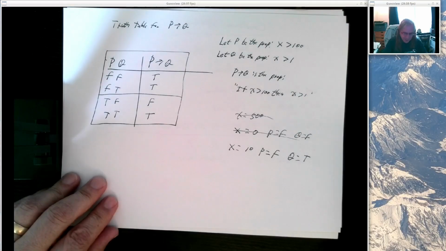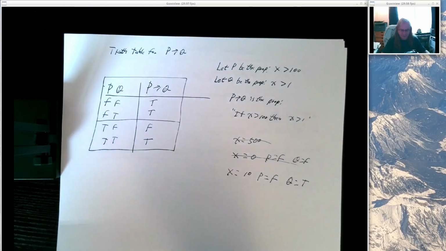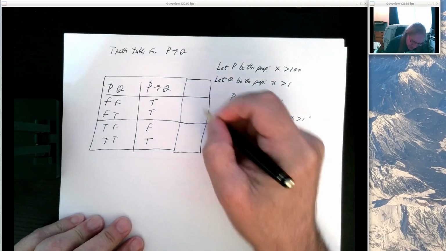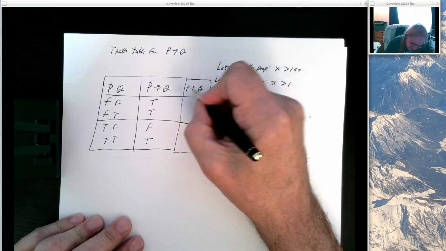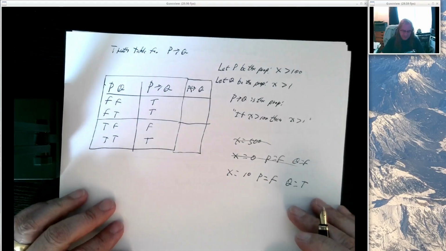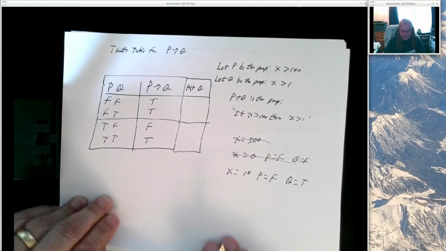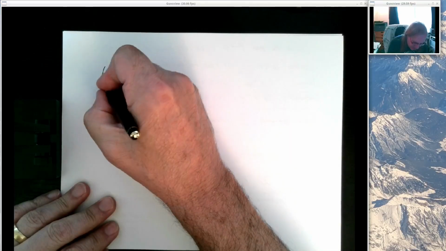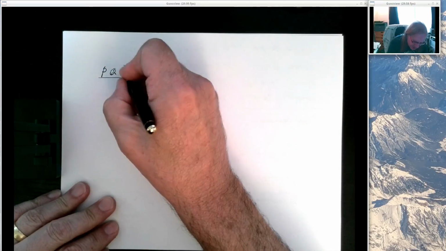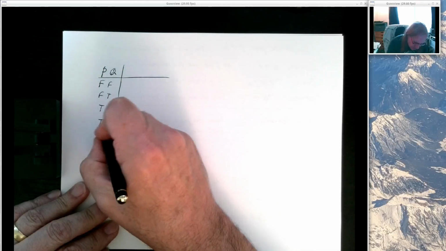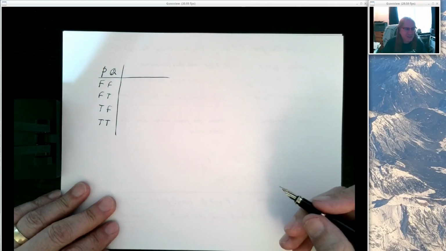Well, we had a truth table for P implies Q. Let's make a truth table for the biconditional P if and only if Q. So this means if P then Q, and also if Q then P. So when you're trying to write truth tables and they have multiple pieces to them, don't try to do it all in your head. Break it out step by step.